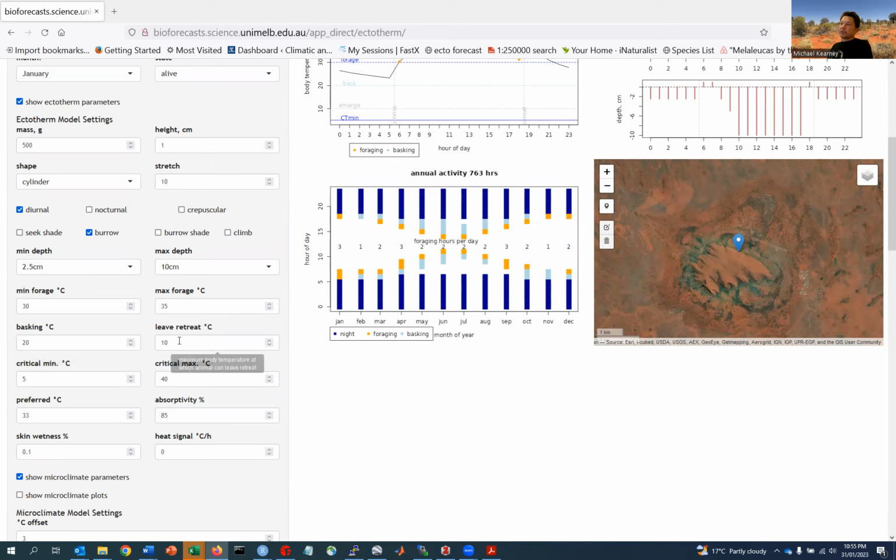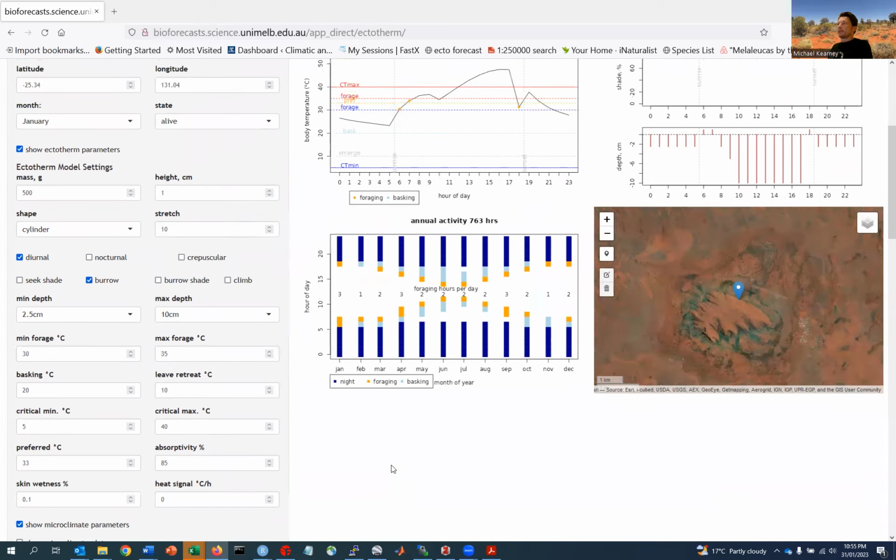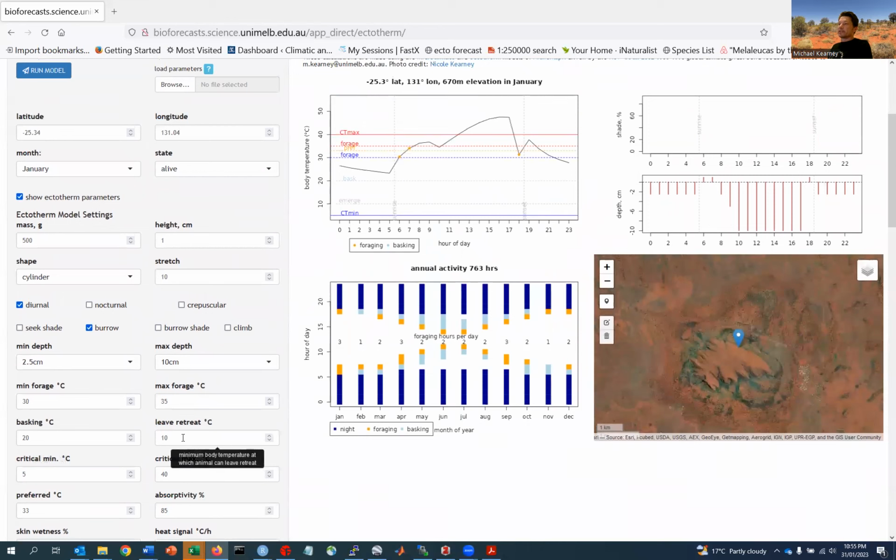And then there's this interesting parameter here, which is the body temperature at which it can physically leave the retreat. So it's the get out of bed temperature, if you like. An animal might be sitting underground where it might be quite cold, and if it's not physically able to walk out of its burrow or slither, if it's a snake, and get to the surface, then it can't come out, even though the conditions might be suitable above ground.